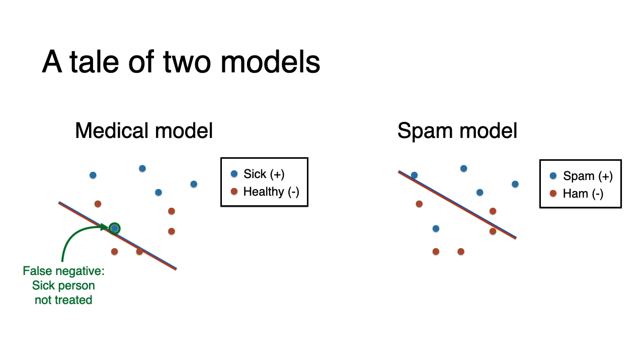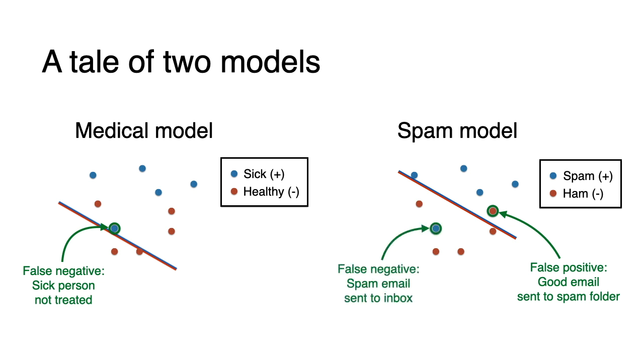Now, what about the spam model? Well, the false positives here are the good ham emails which are classified as spam, so they are sent to the spam folder. And the false negatives are the spam emails that are incorrectly classified as ham, so they're sent to our inbox. And again, which one is worse here? Well, I'd much rather have the occasional spam email in my inbox than have my good ham emails deleted.